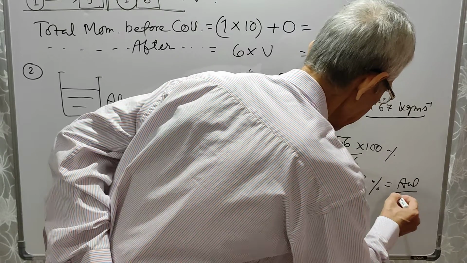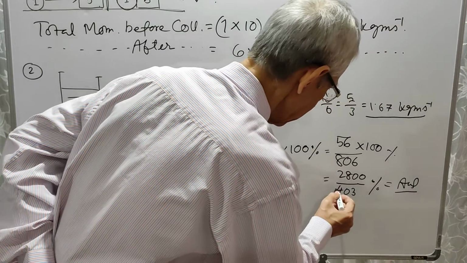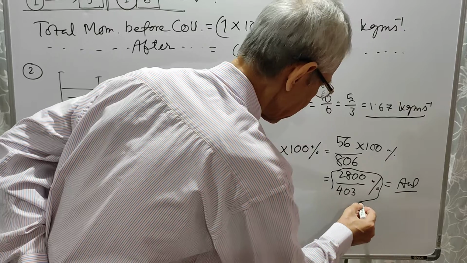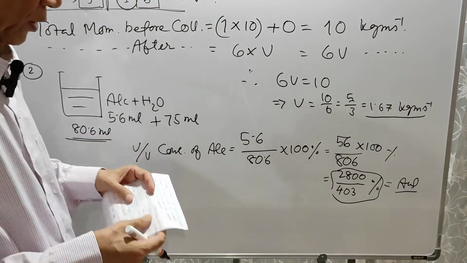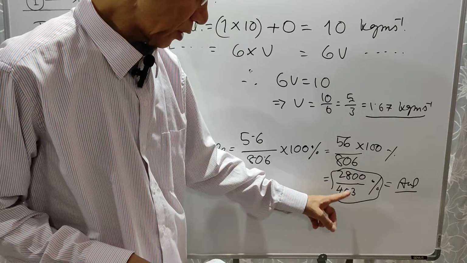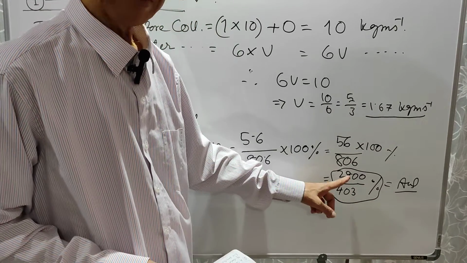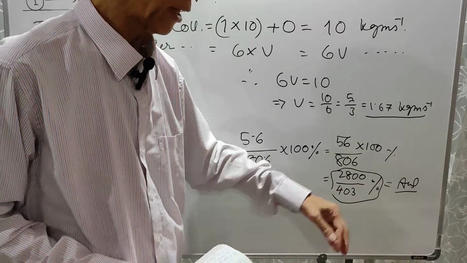So calculate it, express in decimal. All right. So this is the answer, 2800 by 403%. Now this, of course, I am leaving to you. So just divide in terms of decimal. So that will be the final answer.